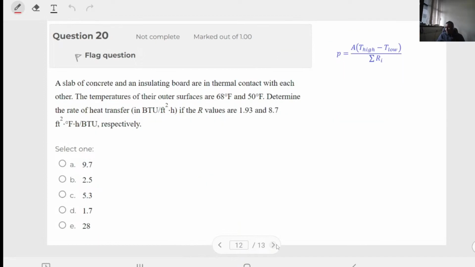I also put that one in, and because I'm so tired, I don't know if you even know this question. It's a slab of concrete and an insulating board in thermal contact. You bring them and put them in thermal contact with each other. The temperatures of the outer surfaces are 68 degrees Fahrenheit and 50 degrees Fahrenheit. Okay, there is a temperature difference. Determine the rate of heat transfer in BTU.